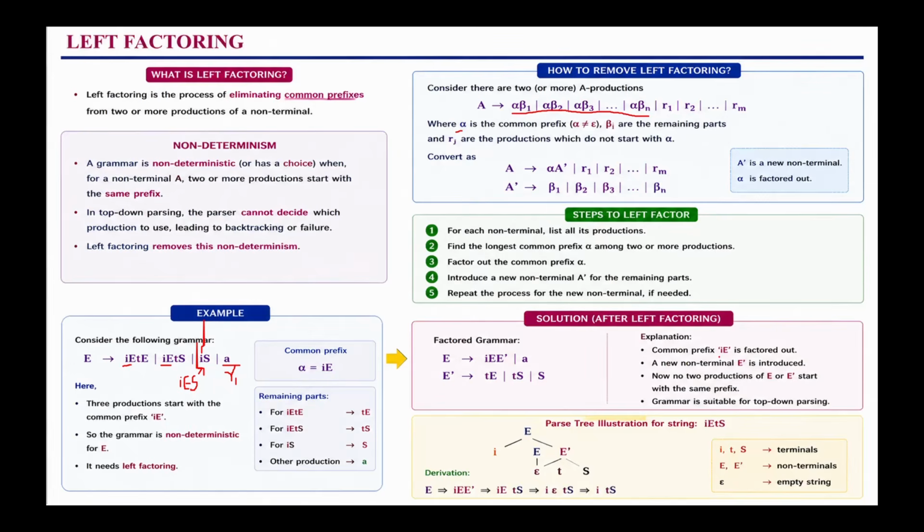So here the common prefix iE is factored out. A new non-terminal E dash is introduced. Now, no two productions of E or E dash start with the same prefix. Yes, done. The grammar is suitable for top-down parsing. So now we know, before constructing the parsing table, if the grammar has left recursion, we know how to remove it. And if the grammar is non-deterministic, we know how to apply left factoring to remove that non-determinism.